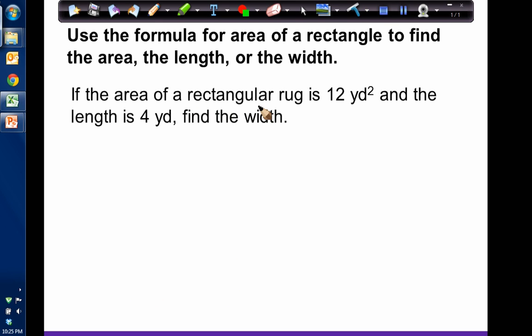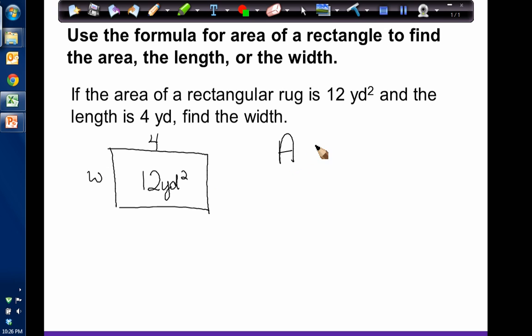The area of a rectangular rug is 12 square yards, and the length is 4 yards. Find the width. So we have a rug. The length is 4 yards. The entire area is 12 square yards. We want to know what is the width. So we can use the formula to help us.